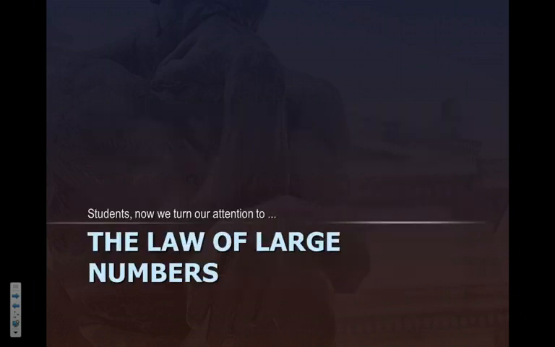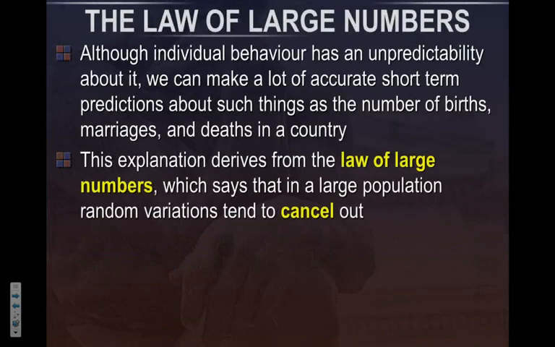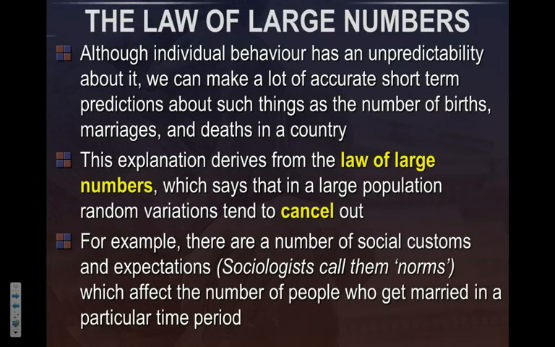Okay, so the next thing is, let's take a look at one of the laws that has been proposed in the human sciences, the law of large numbers. What this states is that although individual behavior is really unpredictable, when we apply it to larger groups of people, there is a certain predictability that we can apply. For example, things like birth rate, marriage rate, death rate. The law of large numbers says that if a population is large enough, the random variations within it tend to cancel each other out, creating a sort of factor of predictability.